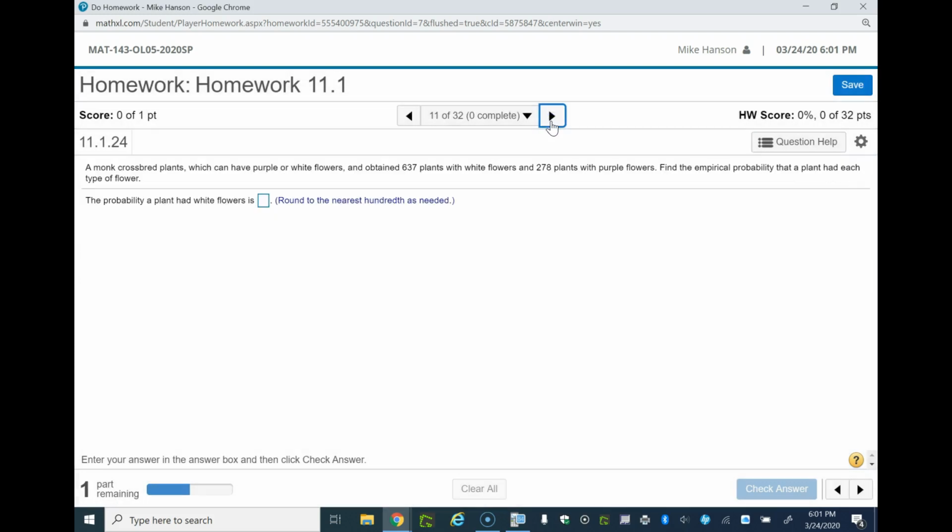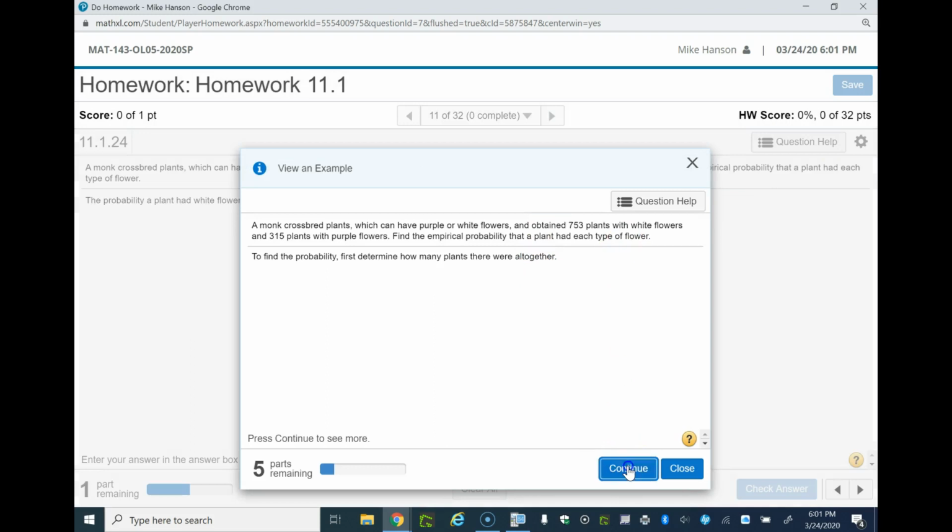Let's see if we can go over maybe one more example. Looking at this one, when it asks for the probability, we're looking for whatever we're talking about on top. For this particular one, we're talking about white flowers over the total. Well, here they haven't given you the total. They actually didn't give you in the problem the total. So we have to figure out the total by adding 753 and 315. That's now our new total, which goes on the bottom.